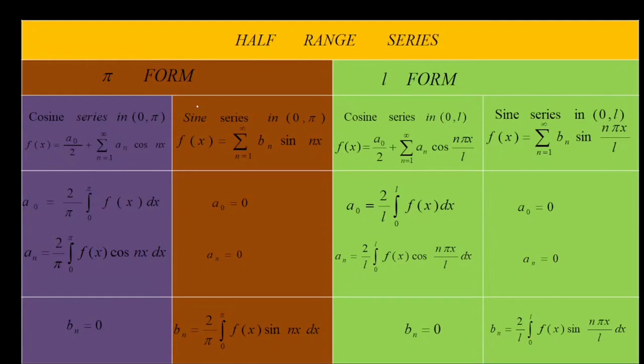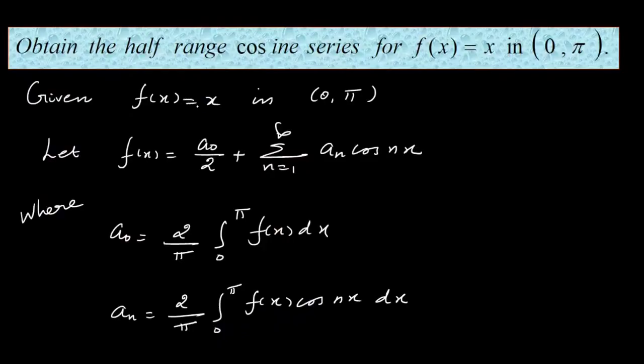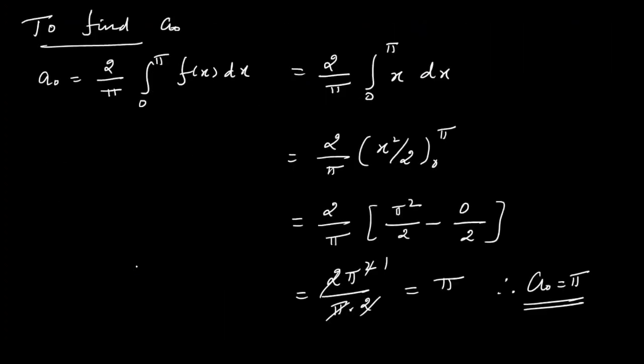Now let me move on to the problem. Obtain the half range cosine series for f of x equal to x, defined in the interval 0 to pi. If it is a cosine series, it consists of only a naught and an. Let me first calculate the value of a naught. For that, integrate x, you get x square, and simplifying this you get the value of a naught.